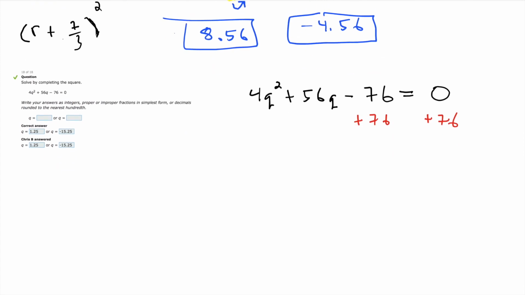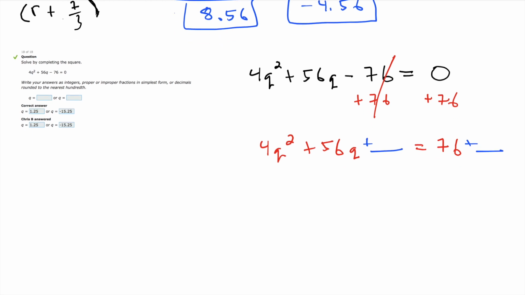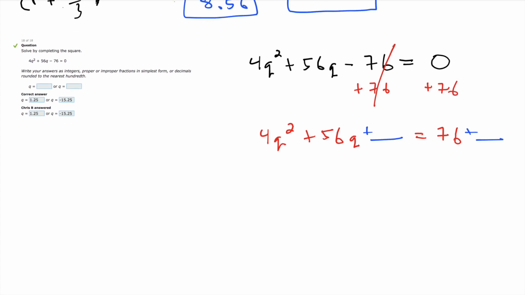Okay. Then you wipe this out over here, and then watch what we have. We have 4q squared plus 56q, and then we have 76. What else do we do? Good. Plus blank, plus blank. Okay. Now, before you do anything, you got to pull this number out of the left side of the equation. So you factor it out.